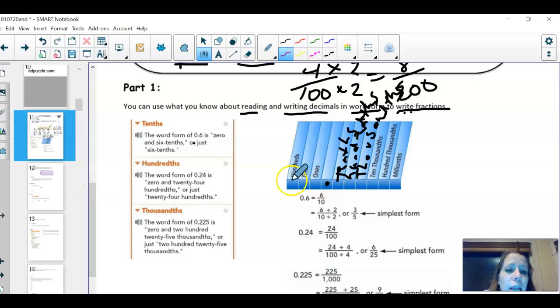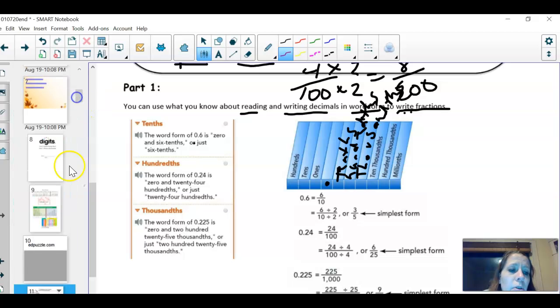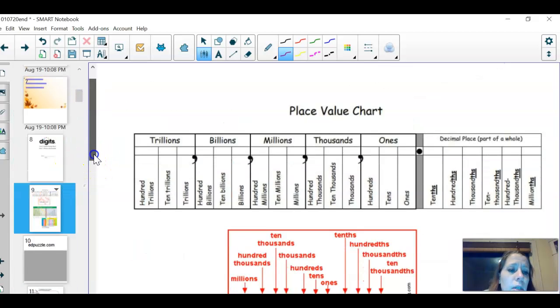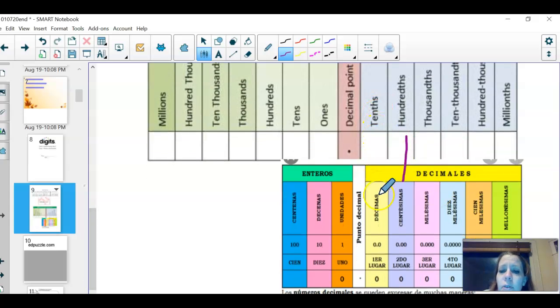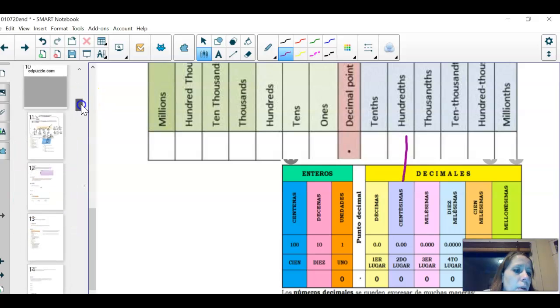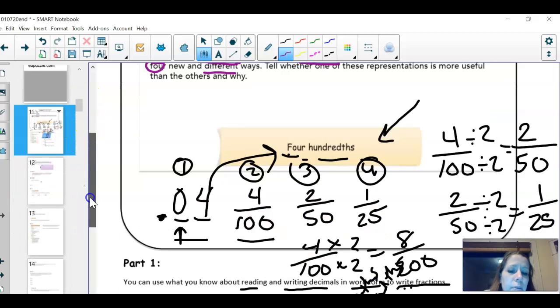Okay, if I'm writing them in Spanish, remember you can use all of your resources. When I'm using this, I could say tenths, décimas, hundredths, centésimas, thousandths, milésimas, 10 thousandths, 10 milésimas, 100 thousandths, 100 milésimas. Okay, so make sure that you've got those written in.